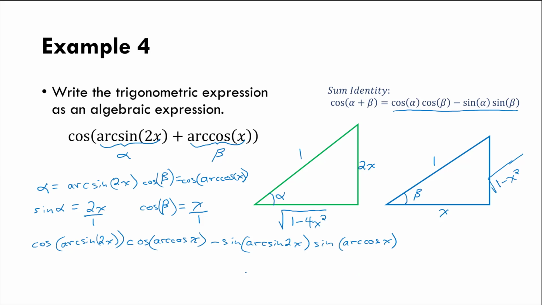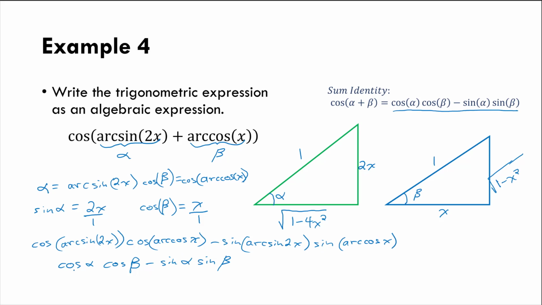But we said that our arcsine is equal to alpha, and our arc cosine is equal to beta. So we can keep this as cosine alpha, cosine beta, minus sine alpha, sine beta.